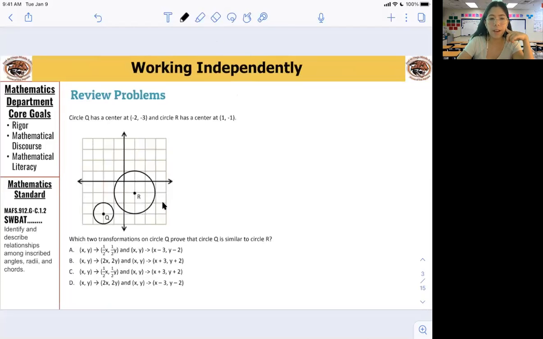So if you chose A, you were trying to transform circle R. But what is it telling us to do? It's telling us to transform circle Q. So we're going from Q to R. And if you're going from Q to R, you're going to get bigger, not smaller. So the dilation is going to be 2x and 2y, which narrows it down to answer choice B and D. But then if you're going from Q to R, I'm going 1, 2, 3 units to the right and 1, 2 units up. Since I'm going to the right and up, that's going to be plus 3 and plus 2. So it's going to be B.